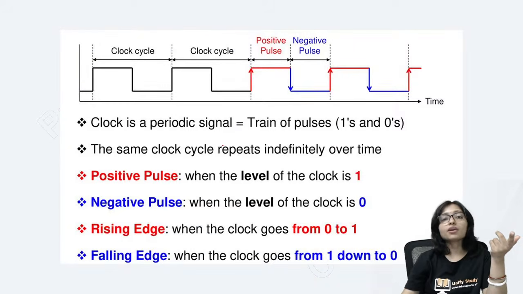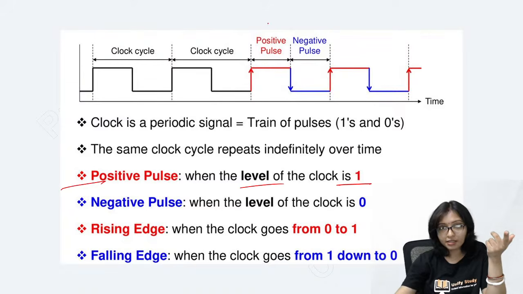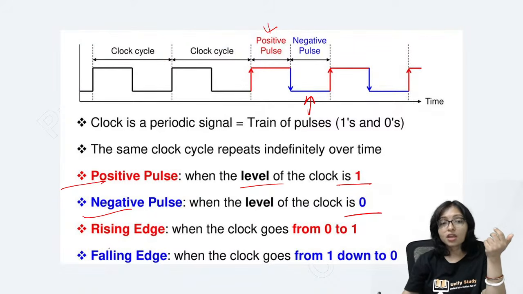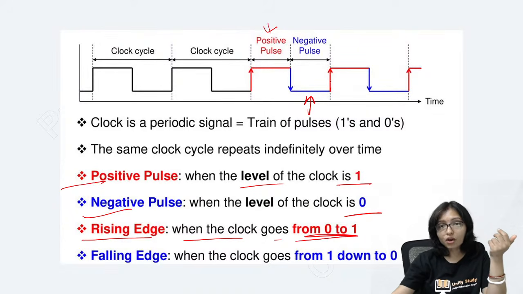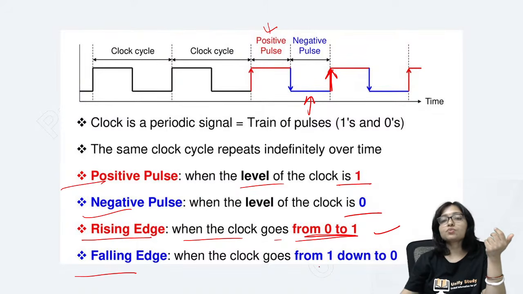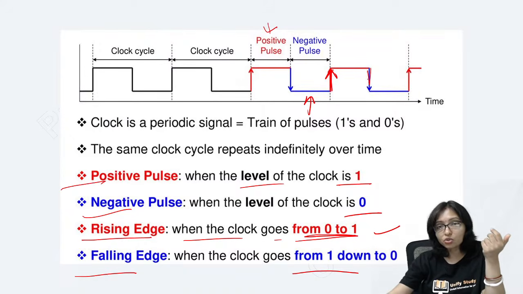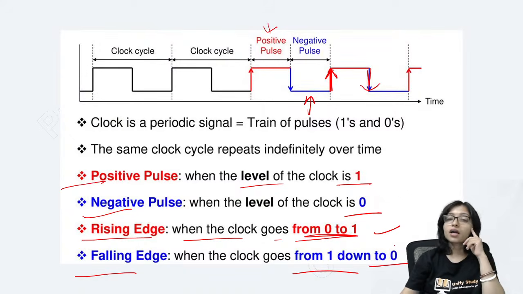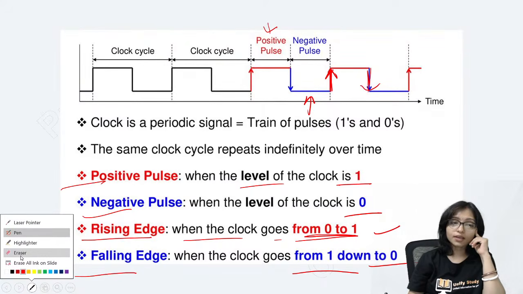So here you can see the difference. Positive pulse means the clock level is 1. Here you can see the positive clock pulse. Negative clock pulse means where it is down. Rising edge means when the clock goes from 0 to 1. Falling edge means when it goes from 1 to 0. This is very, very important.